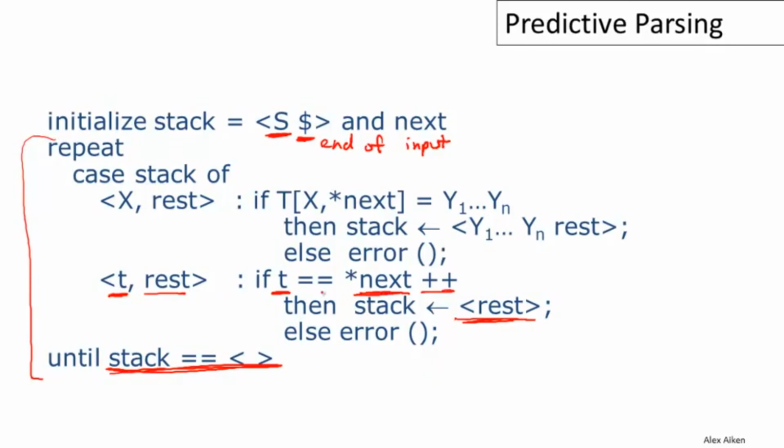And if they don't match, if the terminal that we're looking at doesn't match the next thing in the input, well, that's an error. We don't have any backtracking here. There's no way to parse the string, and so we'll raise an error.